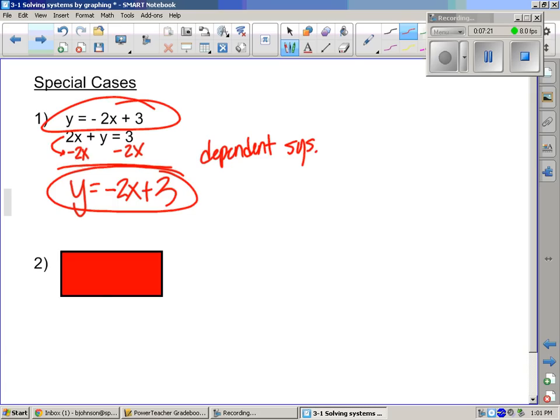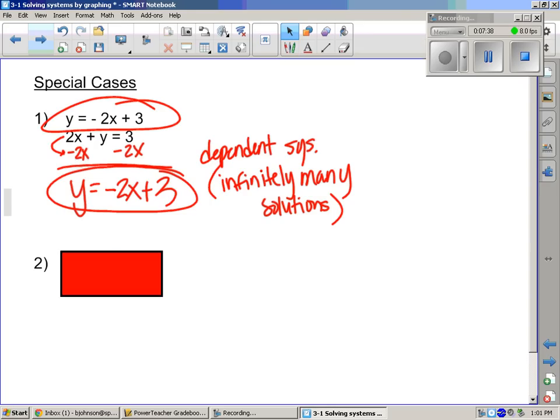Okay, and that means that they're exactly the same. They have infinitely many solutions. You don't necessarily need to include that in your answer, but it helps to know what dependent means.